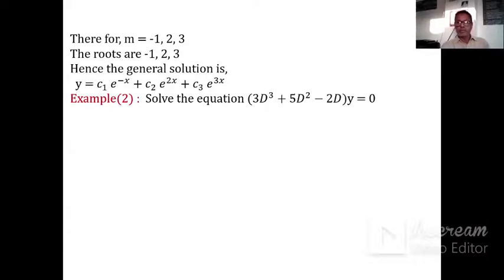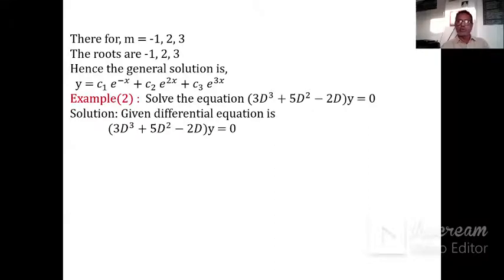Now see another example. Solve the equation 3D cube plus 5D square minus 2D of y is equal to 0. Here this example is already given of the type f of D of y is equal to 0. Therefore, here f of D is 3D cube plus 5D square minus 2D. From this, we write the auxiliary equation as 3m cube plus 5m square minus 2m is equal to 0. Now, to factorize this, it is very easy.